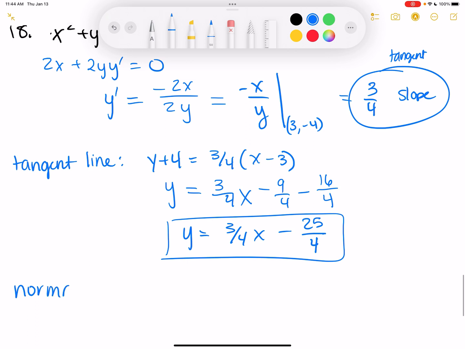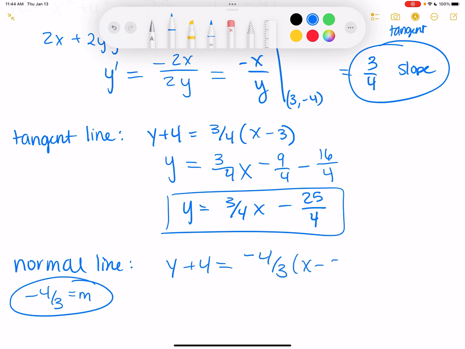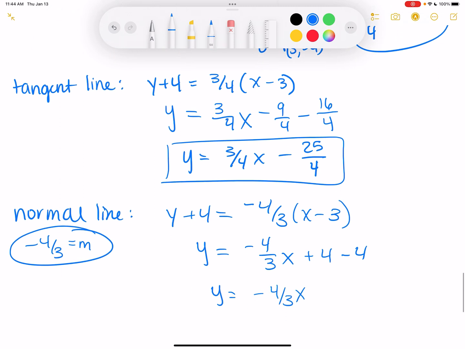So then for the normal line, what is the slope going to be? Negative 4/3. So then for your line, we're just replacing 3/4 with negative 4/3. That stuff canceled a lot nicer than that one.